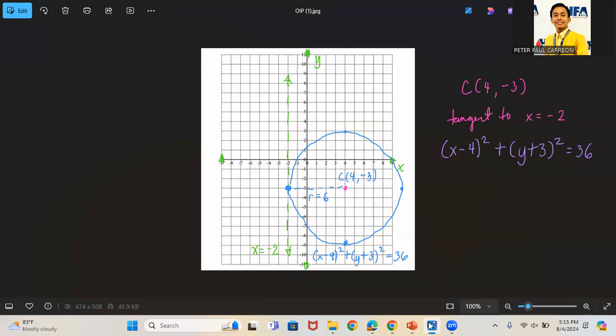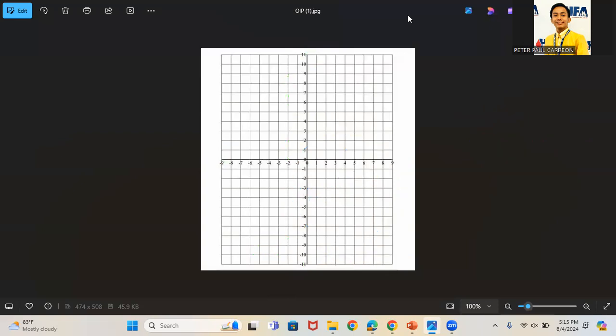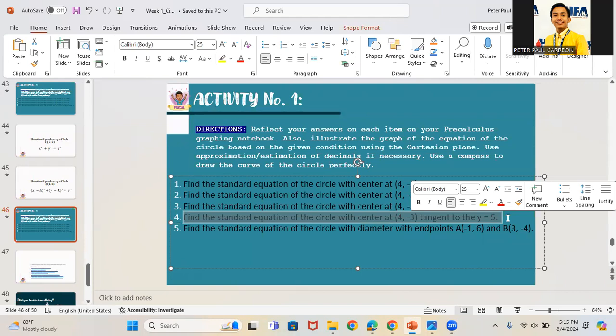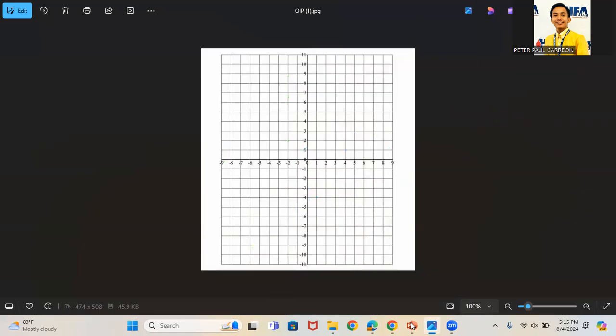Now let's move to another problem. Allow me to clear all the illustration first. Fourth problem. Find the standard equation of the circle with center at (4, -3), tangent to y = 5. This time, the line y = 5 should pass through the y-axis. So again, let's draw the y-axis. We do have an arrow. Then we have the x-axis.